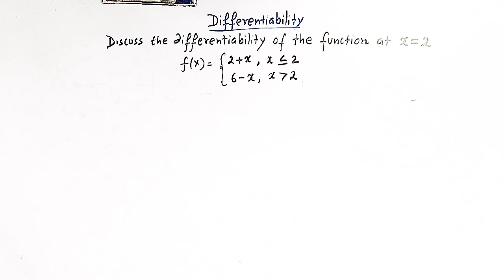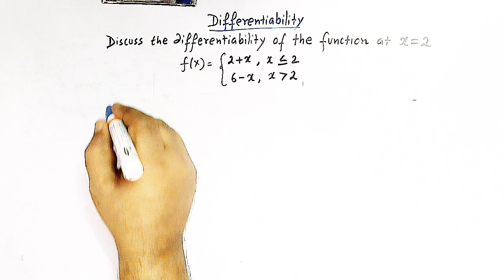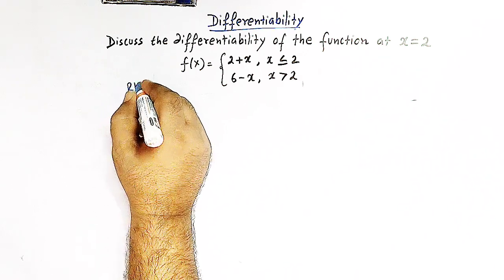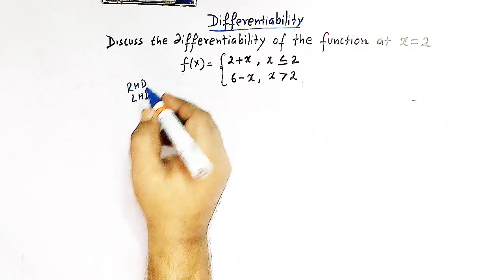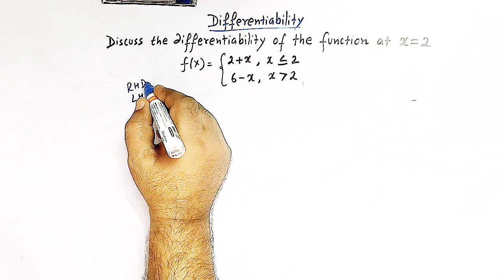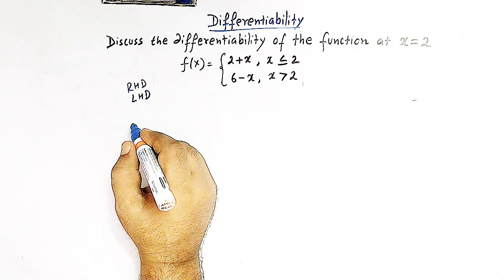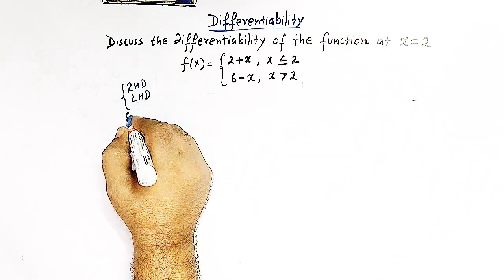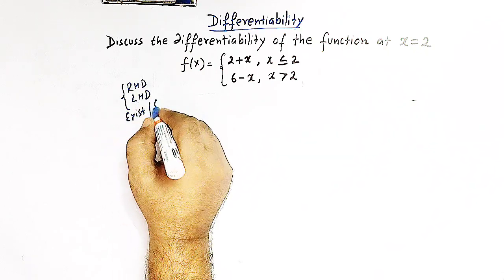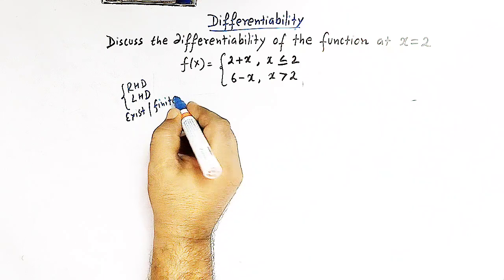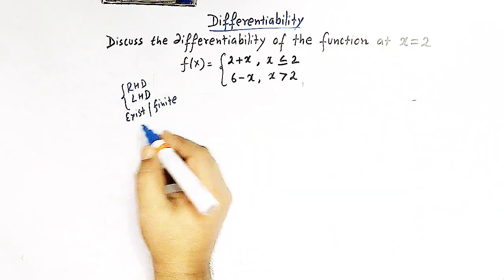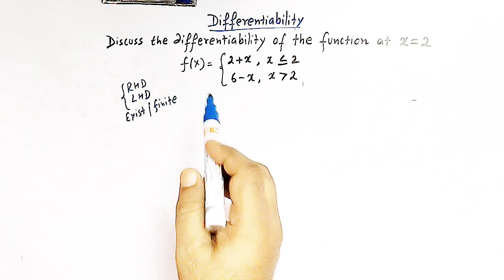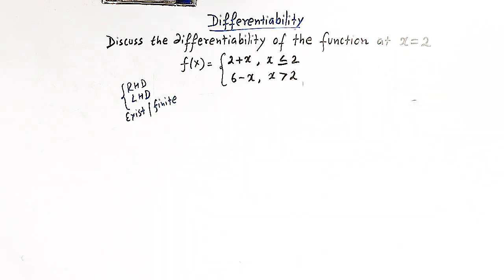So to discuss the differentiability of this function, we have to find out the right hand derivative and the left hand derivative, right? And we have to see whether the right hand derivative and the left hand derivative both exist and they are finite, and if both the derivatives are equal to each other, then we can claim that the function is differentiable at x is equal to 2.